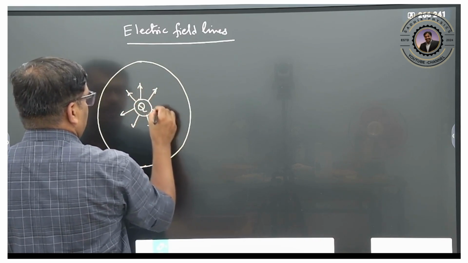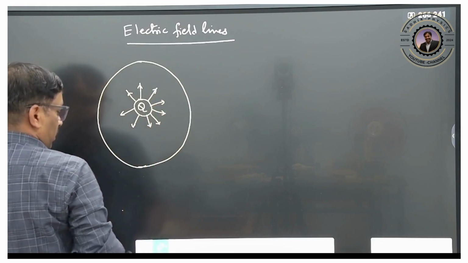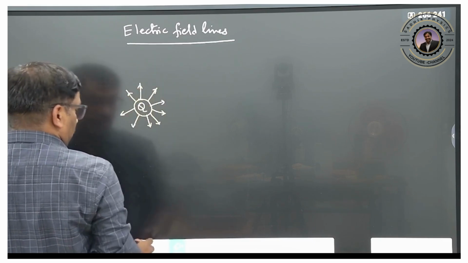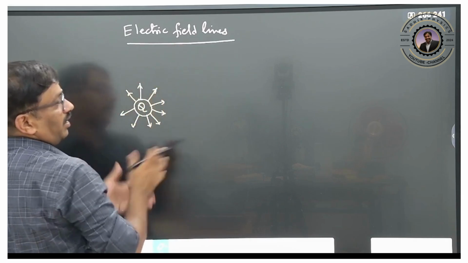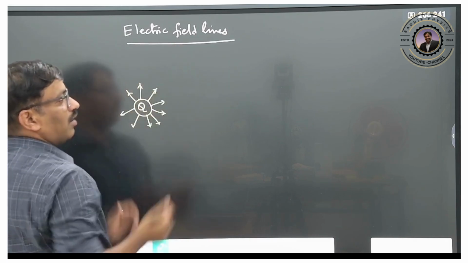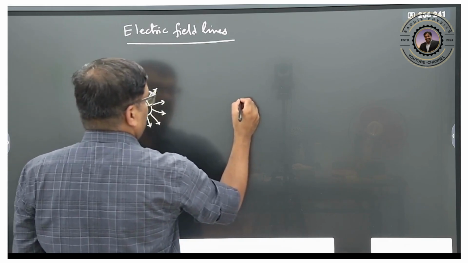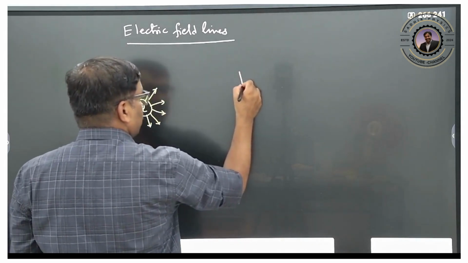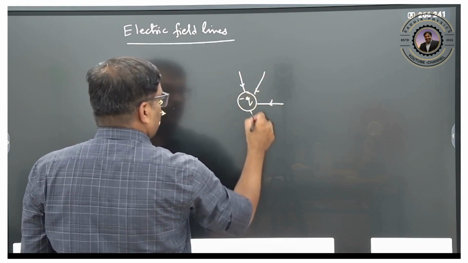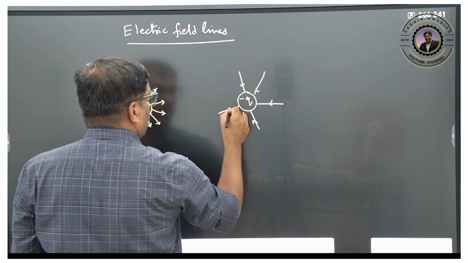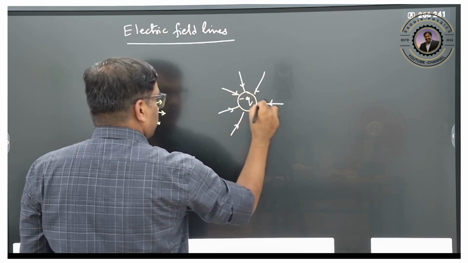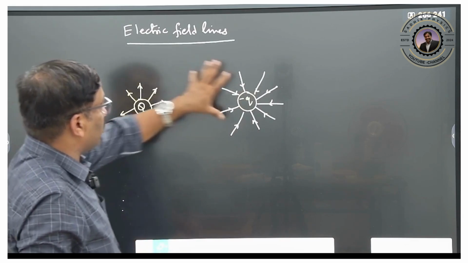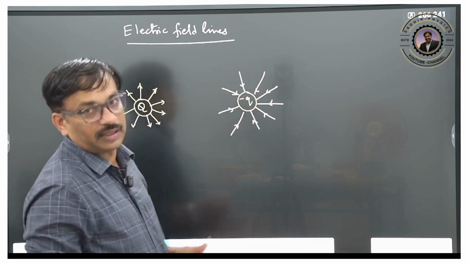The field lines come out from the positive charge. The positive charge emits the field lines in all directions, in the form of a sphere of influence. Suppose there is a negative charge. What will this negative charge do? It will receive the field lines. That means the positive charge will act like a source of electric field lines, and the negative charge will act like a sink. It will take the field lines in.